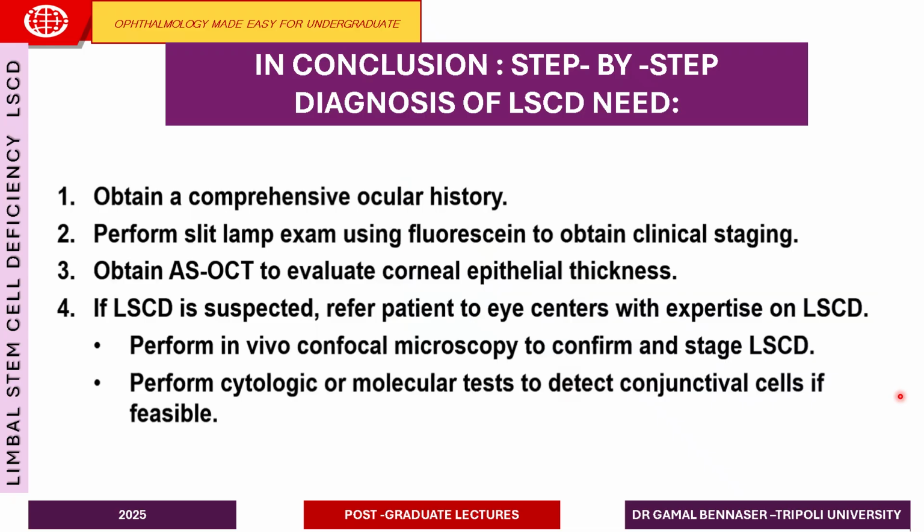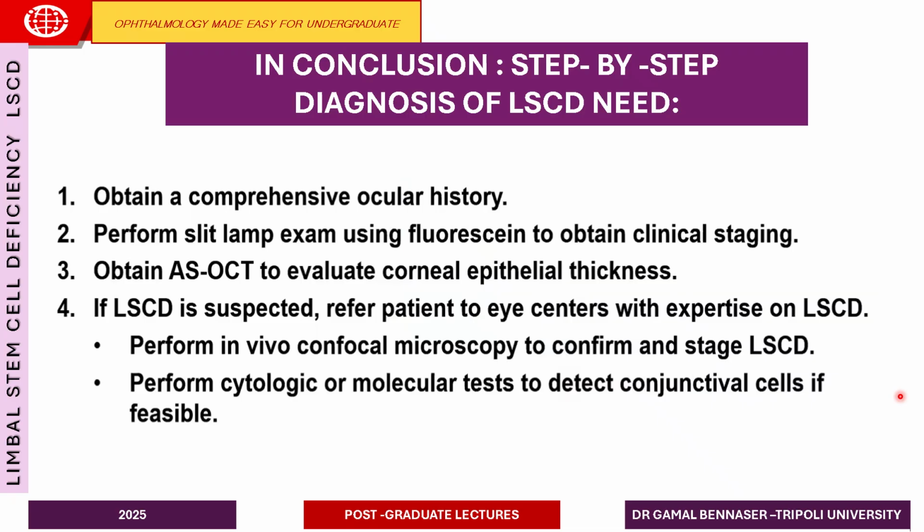The other thing is a comprehensive eye examination, especially using the slit lamp, concentrating on the appearance of the cornea and the appearance of the limbal area, and seeing the crypts or the palisades of Vogt, and staining with fluorescein, and seeing if there are any signs of late staining, signs of neovascularization or conjunctivalization of the cornea. All this should be noted.